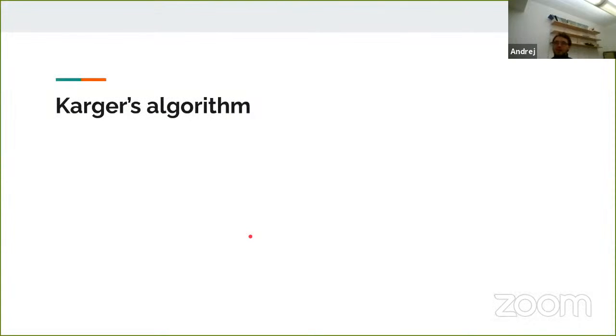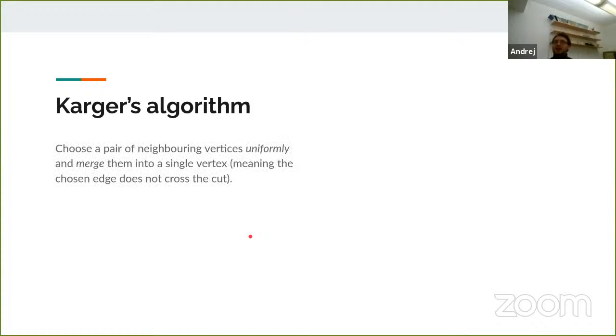So let's turn to a randomized approach. This is the so-called Karger's algorithm. This was developed in the 90s, in 1993. And it goes as follows. You choose a pair of neighboring vertices and you say, okay, these vertices belong to the same set. They're on the same side of the cut. They have the same color. And the way you choose them is by selecting an edge uniformly at random.